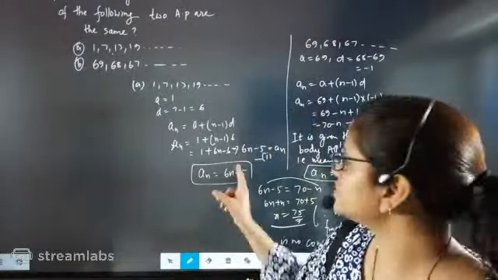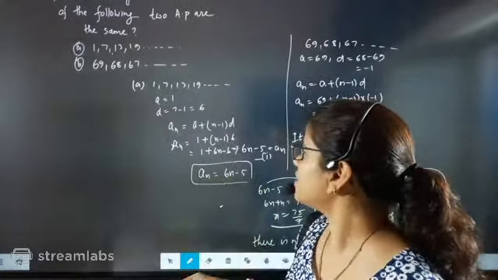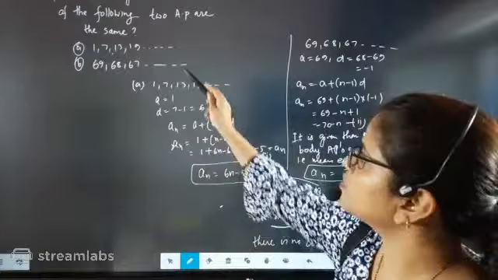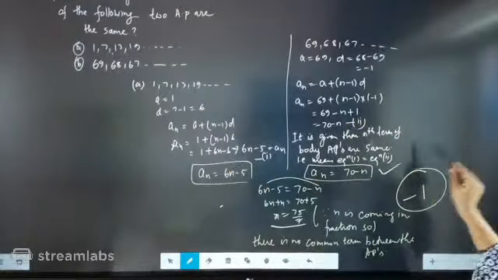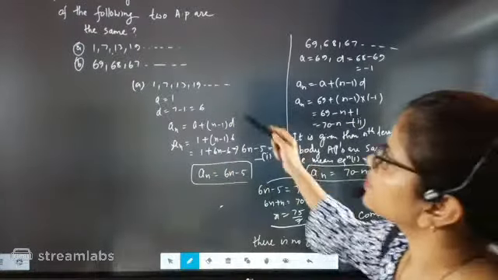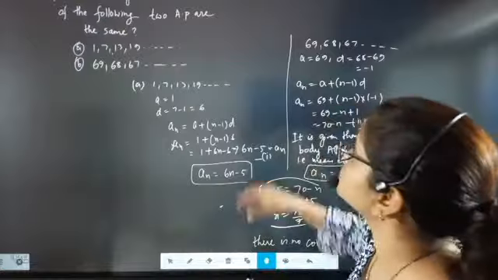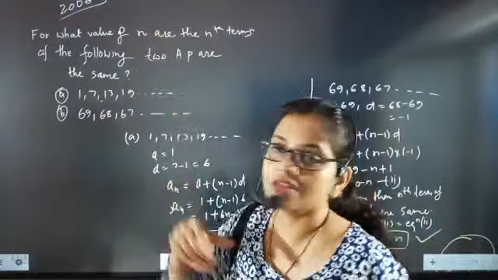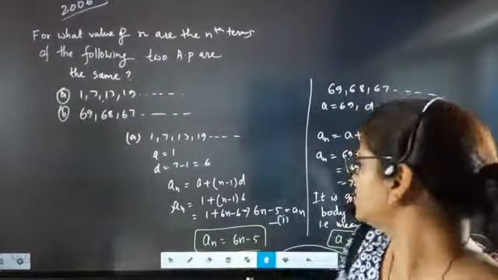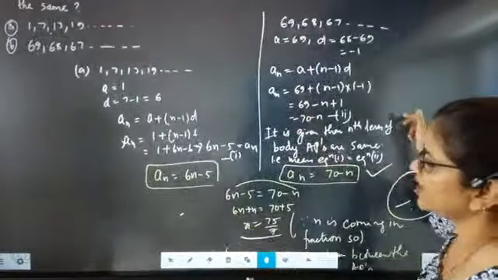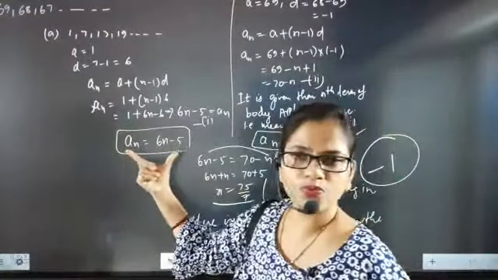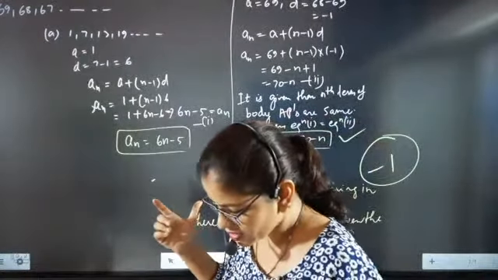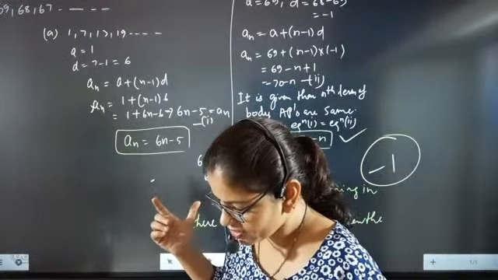So definitely, beta, first what we did, we got an. We said that if it is the same, then the nth term of the first AP and the nth term of the second AP will be equal, because they are asking for what values. You see here in the question, for what value of n are the terms exactly equal. So to find n, the nth term of both sequences will come equal to each other.